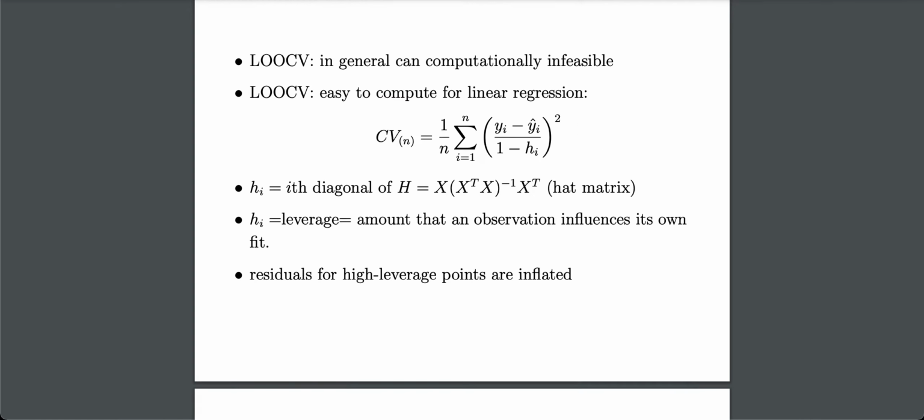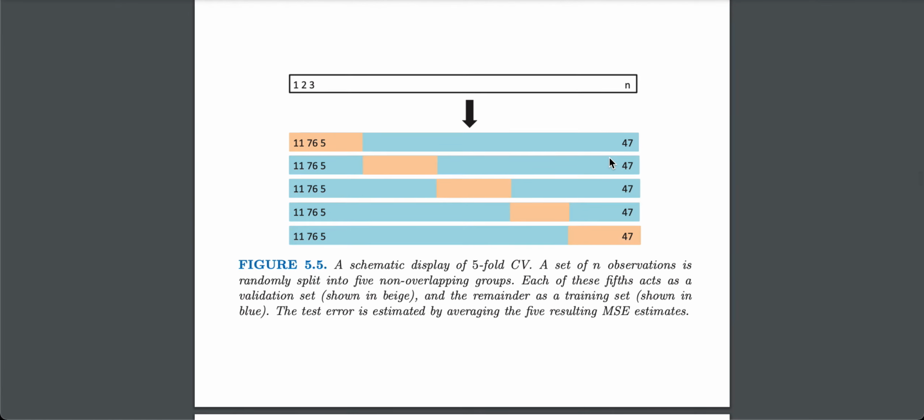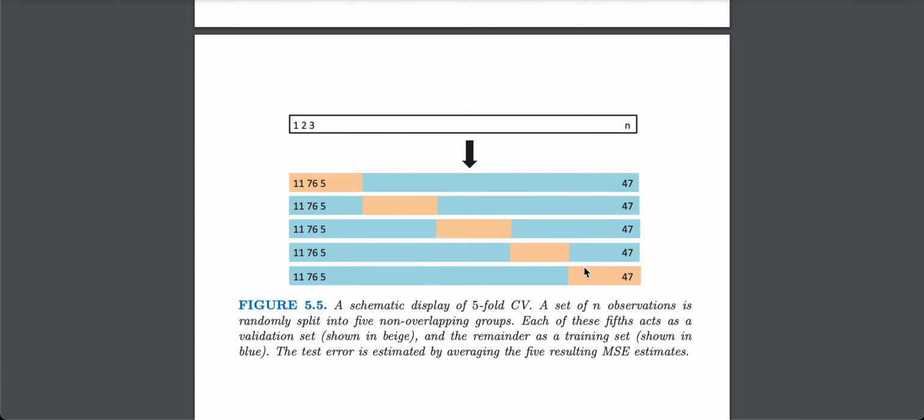Anyway, a middle ground is five-fold cross-validation, where we shuffle the data, split it into 5 pieces, and then each time leave one piece out, use the rest to train the model, and then test it on that left-out piece.